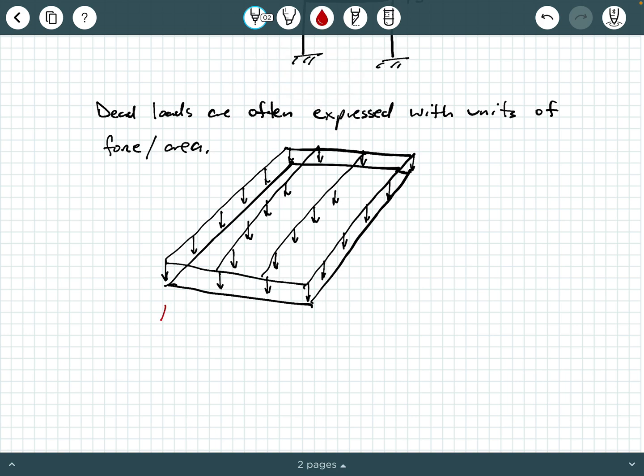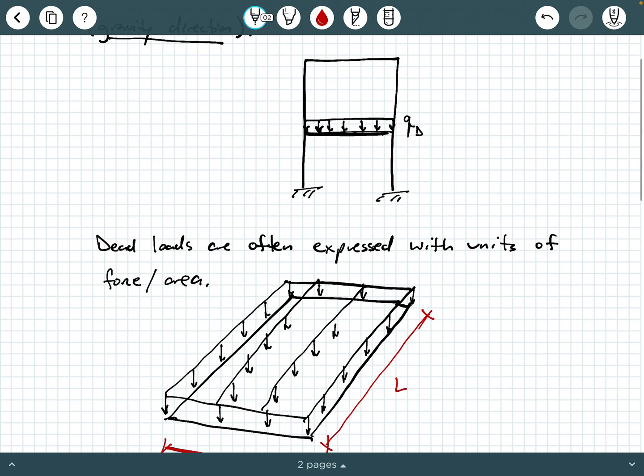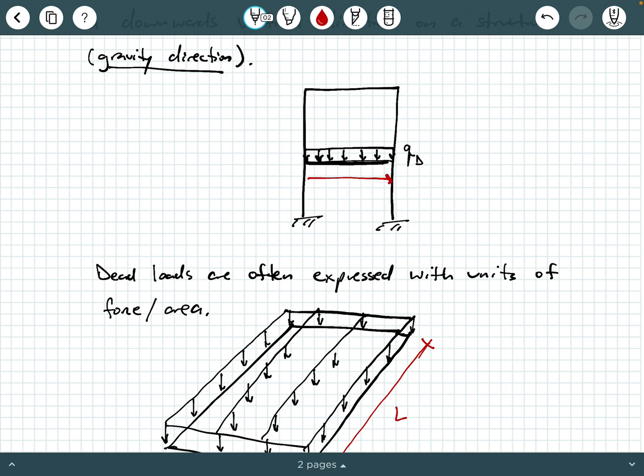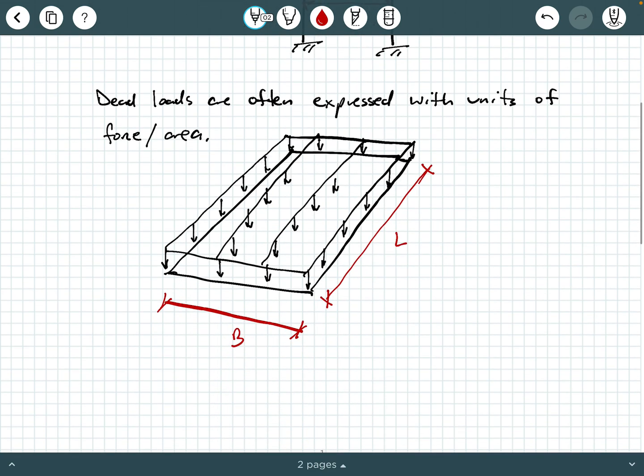So let's say that maybe this dimension is B, and then maybe this dimension right here is L. So if I were to go back and look at my original 2D dimension, where would the dimension B be located? Well, that would be maybe right here. This dimension line right here is B. So again, this is not my best artwork, but this is a surface load. This whole surface, this area of B times L, has a load spread out over it. And so again, we'll often call this Q. We use the letter Q, and if it's a dead load, we'll put a subscript D there, and we say it's got units of force divided by area.